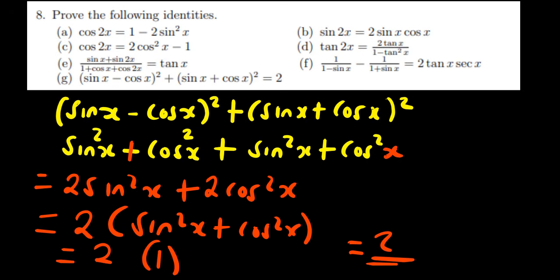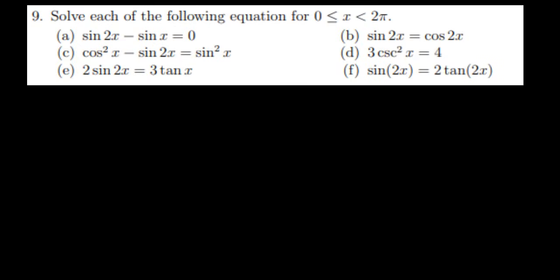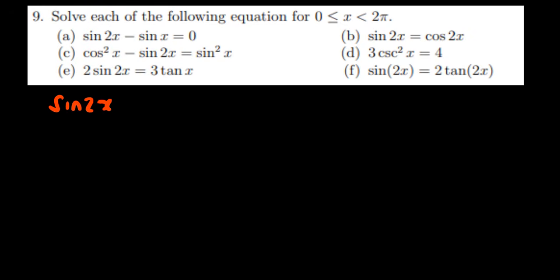Okay, let's solve another question. Solve each of the following equations in the range from 0 to 2 pi. 2 pi is just like 360. Let's start with the first one. We're saying sine 2x minus sine x is equal to 0. So how do we solve this equation?